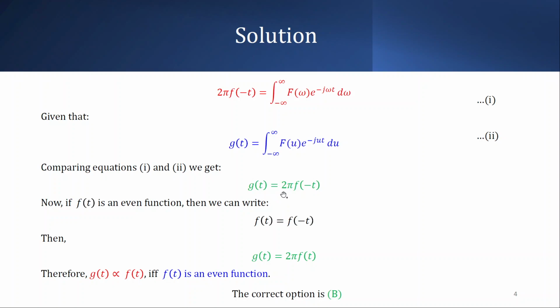So g of t is equal to 2 pi f of minus t. But you are asked to find a relationship between g of t and f of t, not f of minus t. So when can we write f of t is equal to f of minus t? That can only happen when f of t is an even function. So g of t is equal to 2 pi f of t when f of t is an even function. So we can say in such a case g of t is directly proportional to f of t, right? So the correct option is B.